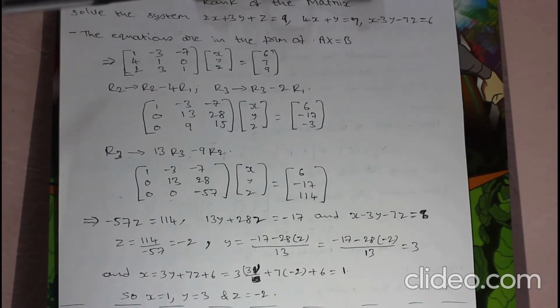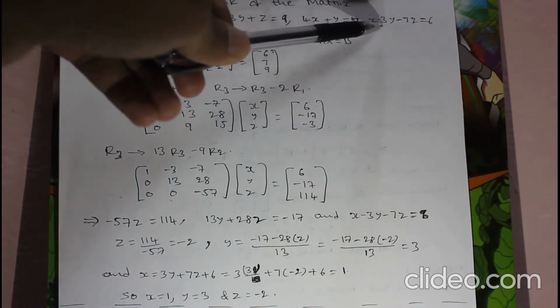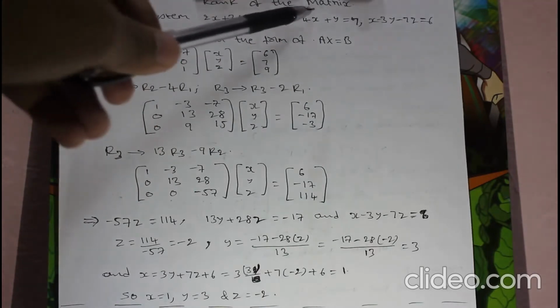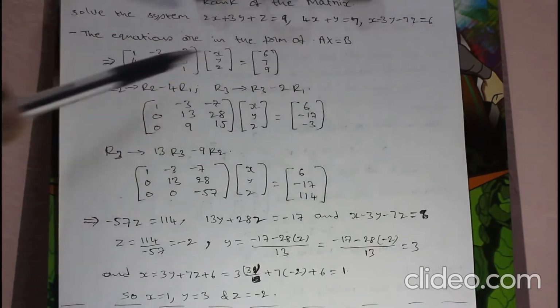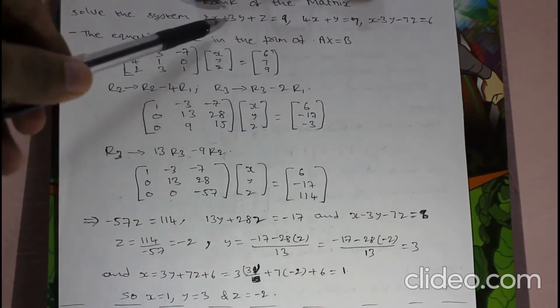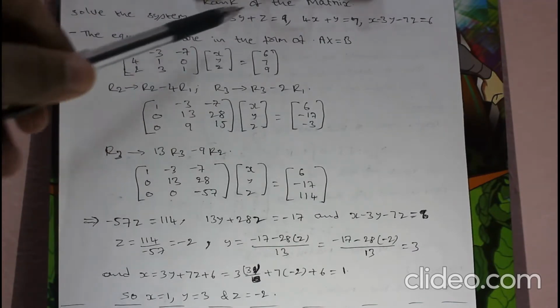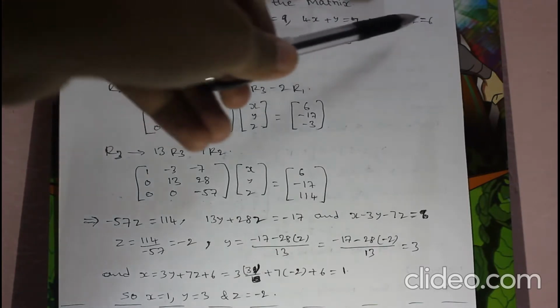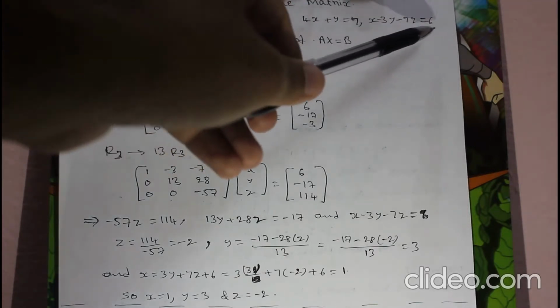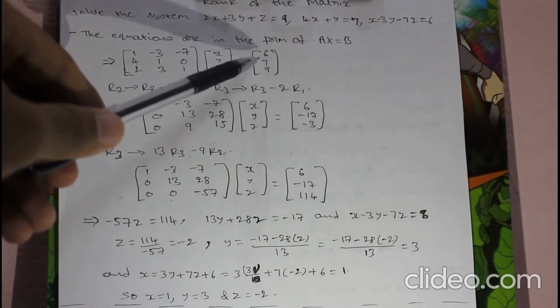It is clearly in the form of AX is equal to B. So write down the equations in the form of AX is equal to B. That is, matrix A: first row 1, minus 3, minus 7. Next row 4, 1, 0. Next row 2, 3, 1. So variables x, y, z. And here B is 6, 7, 9.